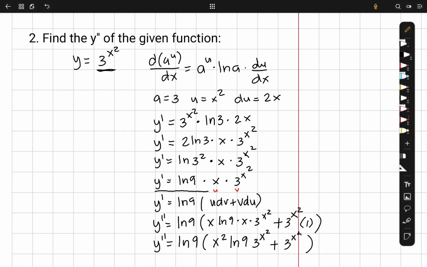Yan. So, ang papansinin nyo, meron tayong common. So, may common tayo, which is yung ating 3 raised to x squared. So, y double prime is equal to, labas lang natin yon, that is, we have 3 raised to x squared multiplied by ln 9 multiplied by, so ano na yung matitira dito? X squared ln 9 plus 1. And this is our final answer.